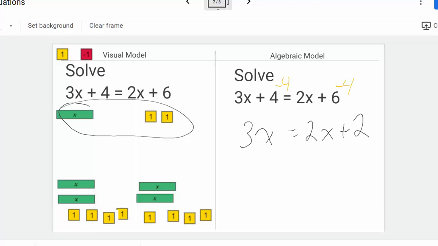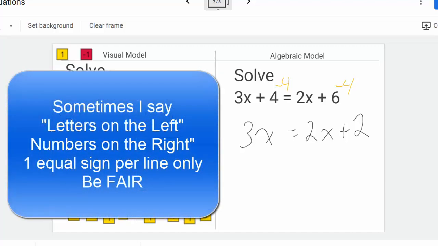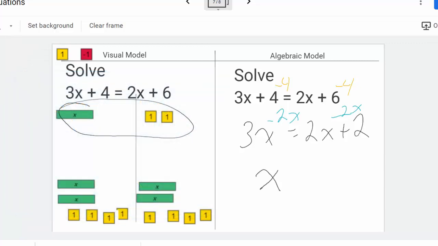So what did I do in the visual model? I got rid of the 2x's on the right-hand side, so it just had numbers on the right. And so I'm going to do the same thing here. I'm going to minus 2x from both sides. Okay. And then I'm left with 3x minus 2x is just x, equals 2x minus 2x is gone. I'm just left with 2.